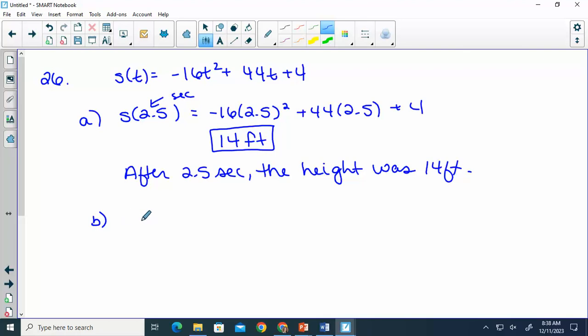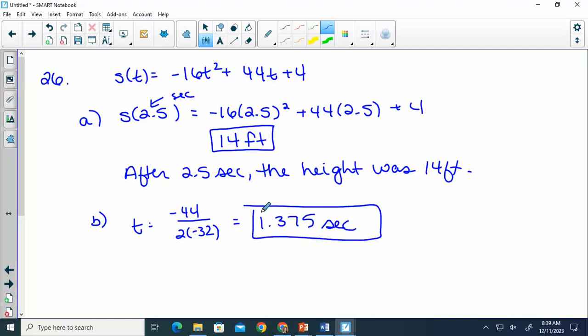Alright, B, after how many seconds did it reach its max? Anytime I ask you for a maximum or minimum, what are you being asked to find? Vertex. How do we find a vertex? This gives us the x value, or in this case the t. So negative 44 over 2 times negative 32. So that turned out to be 1.375. That was my time, which is seconds. And that's what it asked, how many seconds.